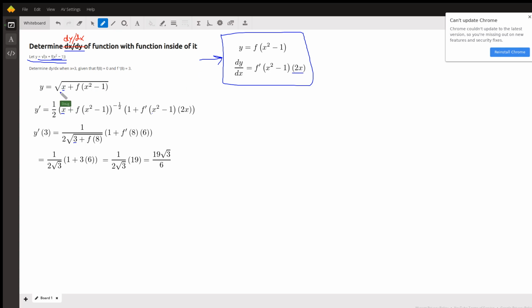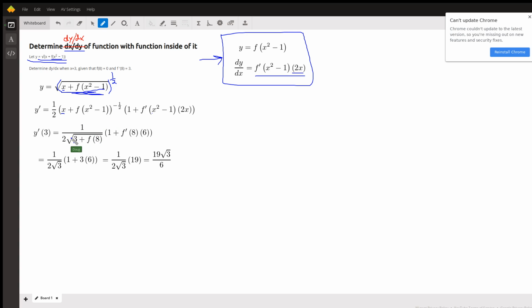Now, if you can visualize this with an exponent of 1/2 instead of the square root symbol, applying the power rule, I'll use y prime instead of dy/dx. Bring the 1/2 down front, reduce the exponent by 1, and then multiply all that by the derivative of this inside function. The derivative of x is 1. The derivative of this term right here comes from what we did over here, f prime of x squared minus 1 times 2x. Okay, and now we can rewrite this, substitute 3 wherever there's an x, and evaluate.